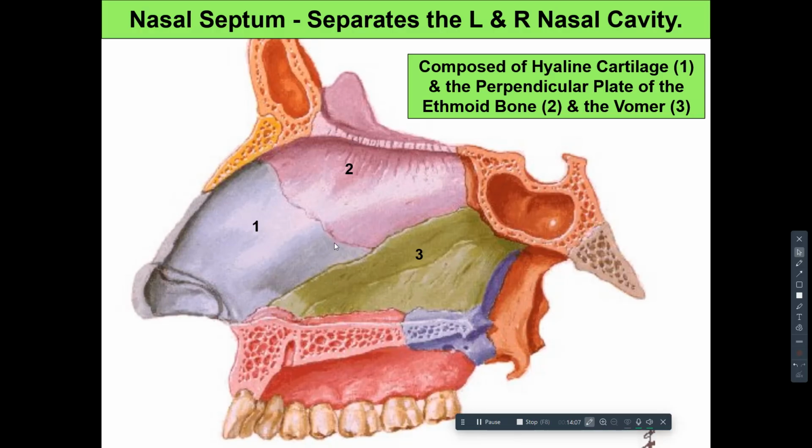Behind the cartilage, we have the two bony parts of the nasal septum. The purple one, number 2 right here, is the perpendicular plate of the ethmoid bone. And then this green guy here is the vomer. So those two make up my bony nasal septum, which is in the posterior.